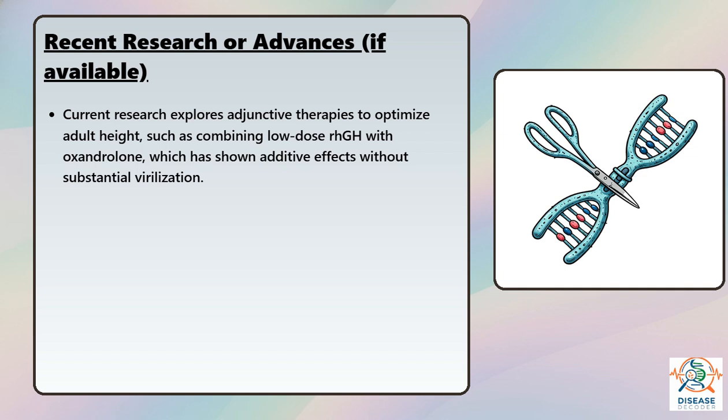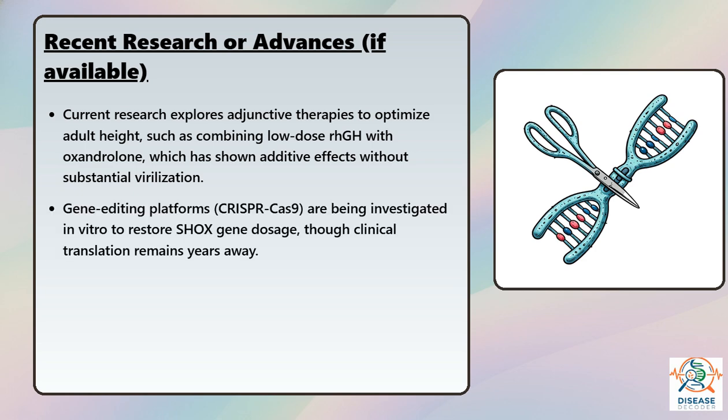high-risk setting. Current research explores adjunctive therapies to optimize adult height, such as combining low-dose rhGH with oxandrolone, which has shown additive effects without substantial virilization. Gene editing platforms, CRISPR-Cas9, are being investigated in vitro to restore SHOX gene dosage, though clinical translation remains years away.